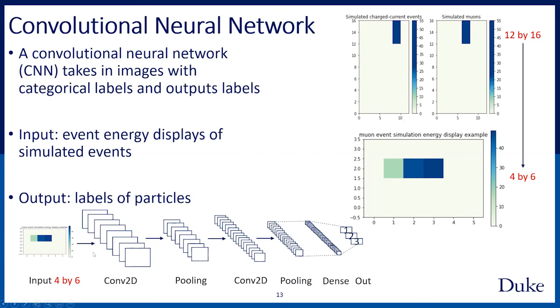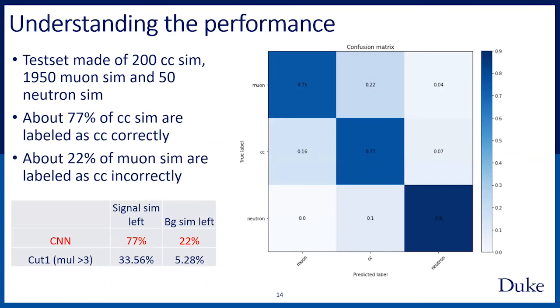So I have a 4 by 6 event energy display as my input, along with labels, going to convolution 2D layers and pooling 2D and pooling, and finally a dense layer and out. To understand the performance of this, we're using an arbitrarily made set of data sets as the test sample. In this case, we're assuming we have 200 charge current event simulations and 1950 muon simulations, and also 50 neutron simulations in the test data group.